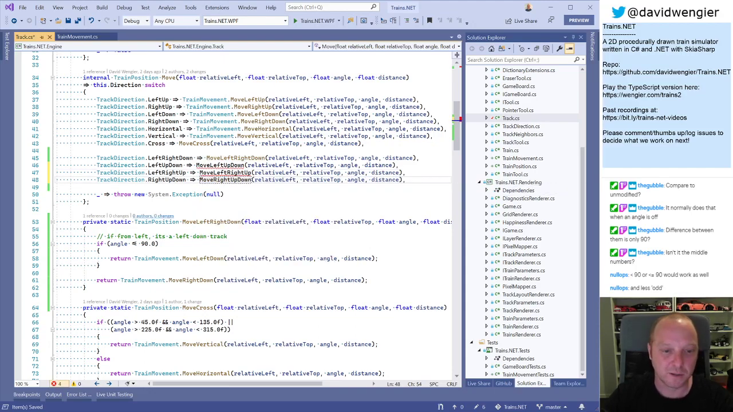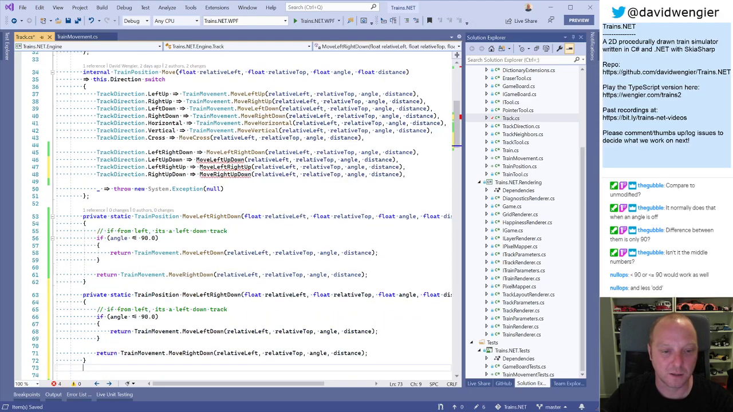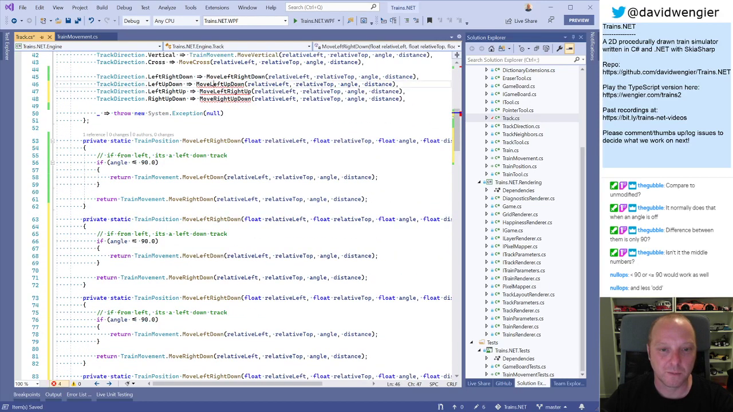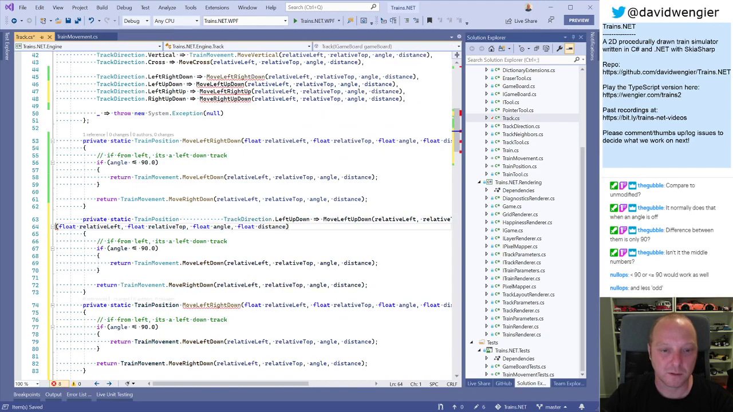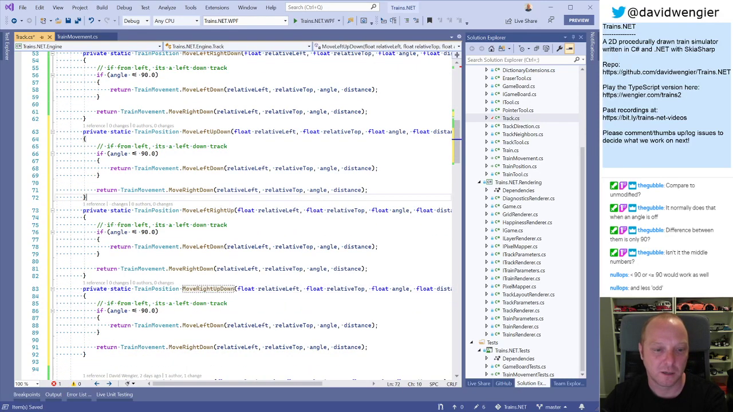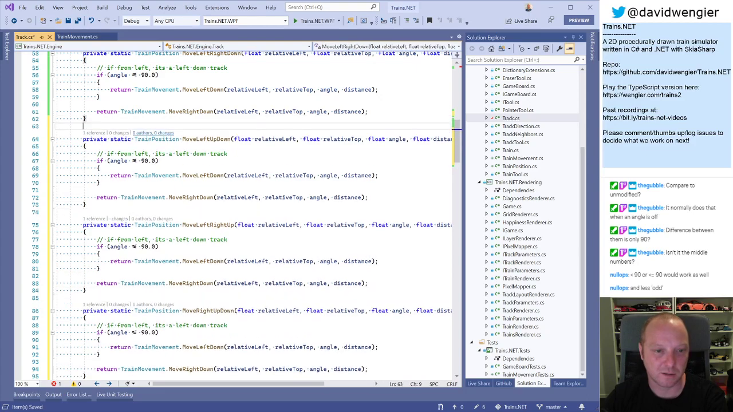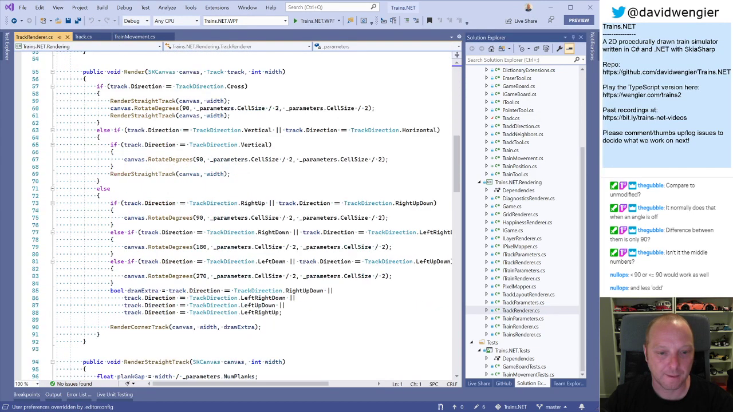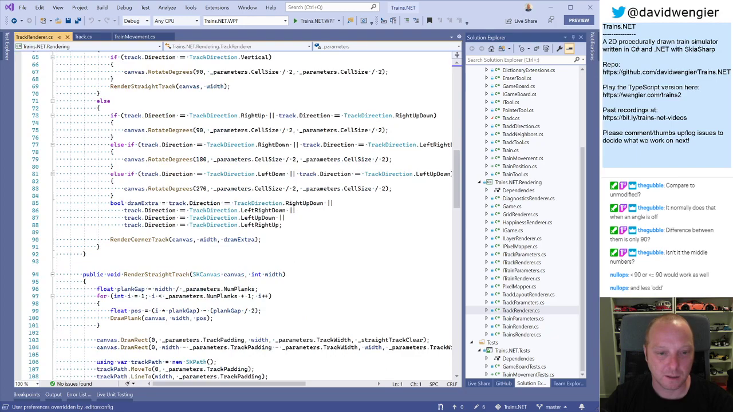down. The only problem with these is, I don't remember which way is the main way for all of these. I don't think it's necessarily easily discernible from the code, but let's have a look. Track renderer. So, oh, okay, yes it is.